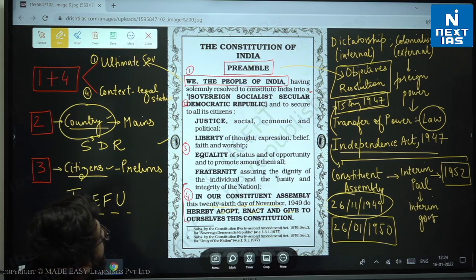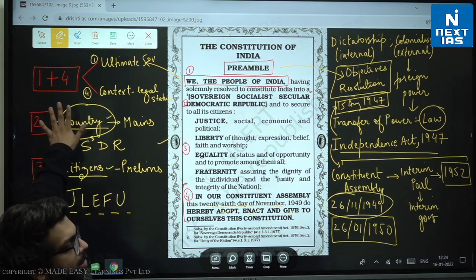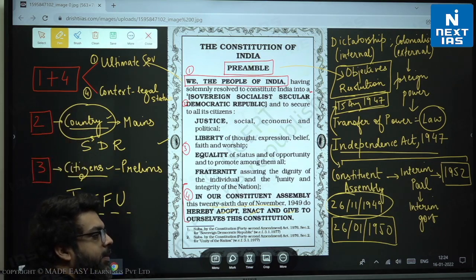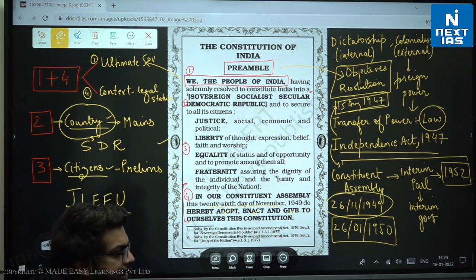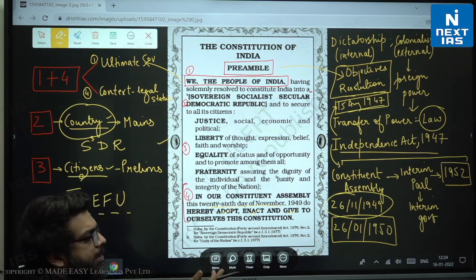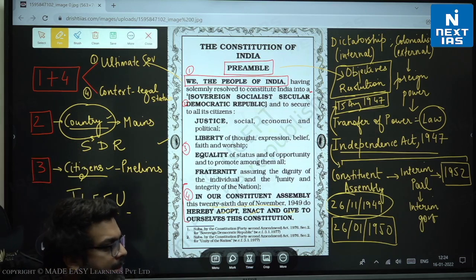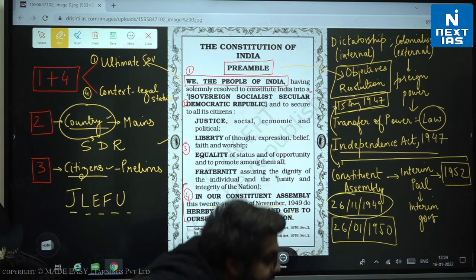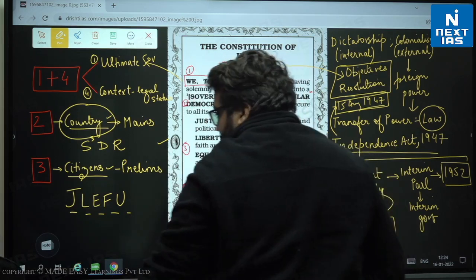Okay. Now we are going to spend some time on country specific words, then we are going to spend some time on citizen specific words, understand which were added later, and we'll be able to analyze them, and then we'll move to the legal status. So let us start.